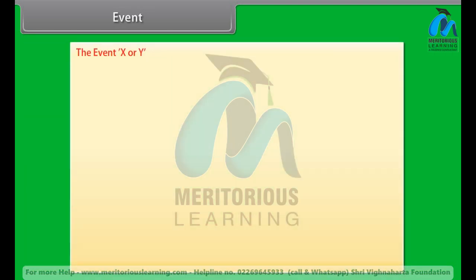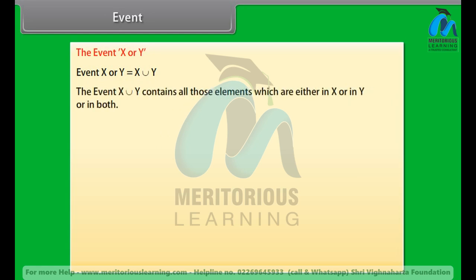The event X or Y. Event X or Y is equal to X union Y. The event X union Y contains all those elements which are either in X or in Y or in both. To understand it, let's take an example. The sample space of tossing 2 coins is S = {HT, TH, HH, TT}.